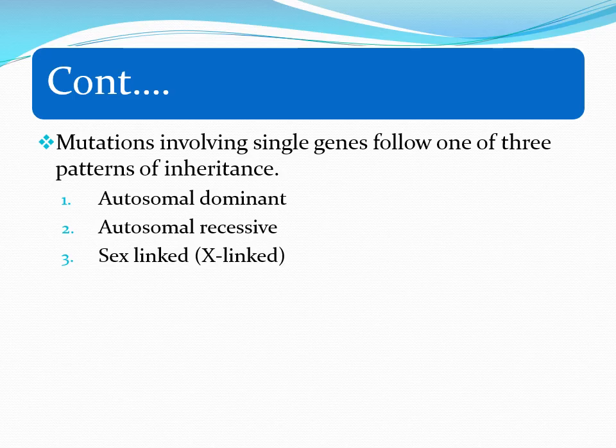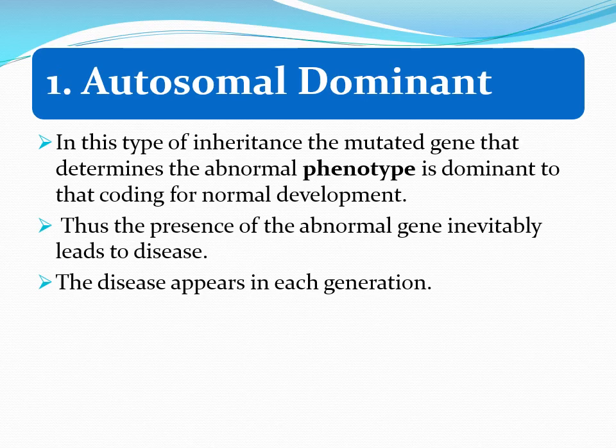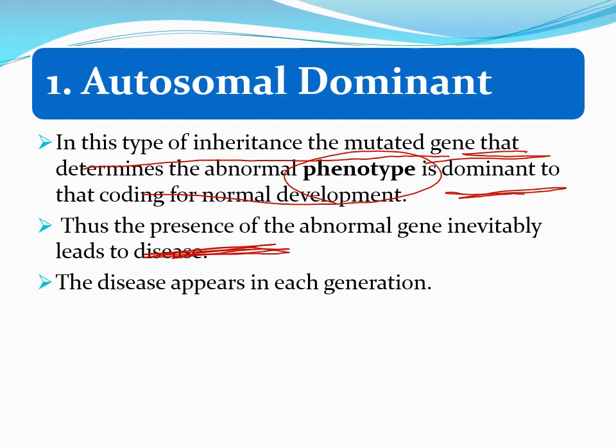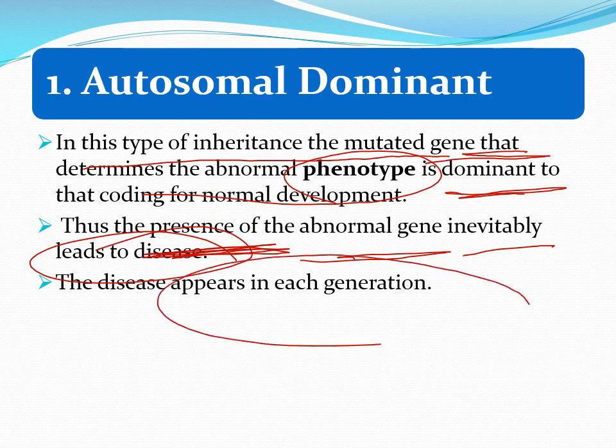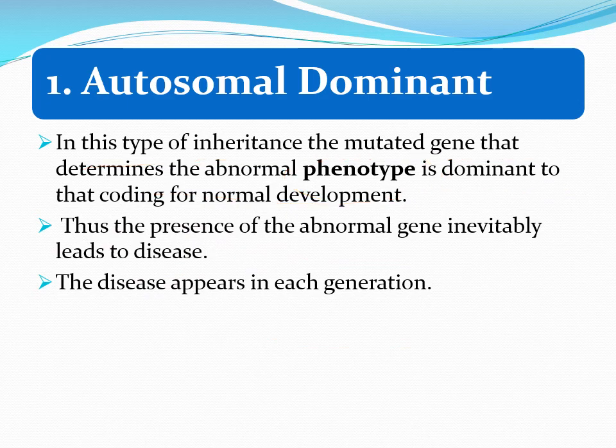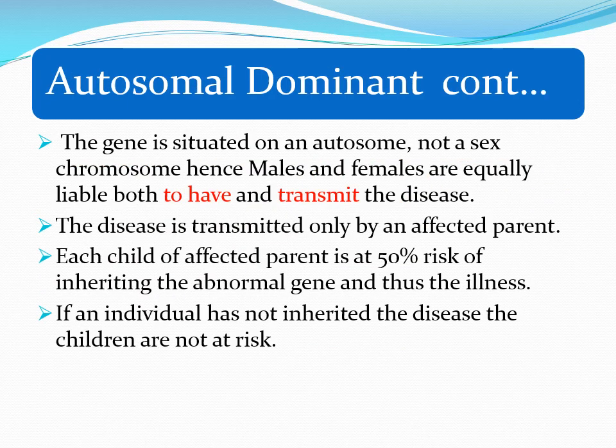Now let us start to look at autosomal dominant. We say autosomal dominant is a type of inheritance in which the mutated gene that determines the abnormal phenotype is a dominant one that codes for abnormal development. Therefore, the presence of the abnormal gene inevitably leads to the disease. The disease will appear in each generation. Why? Because it is a dominant.